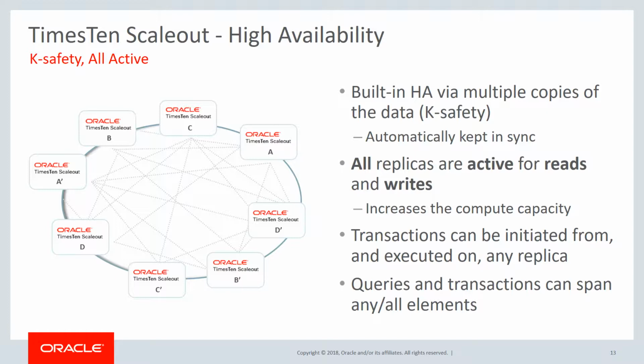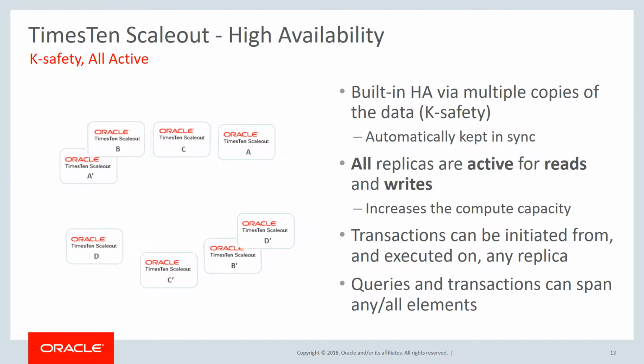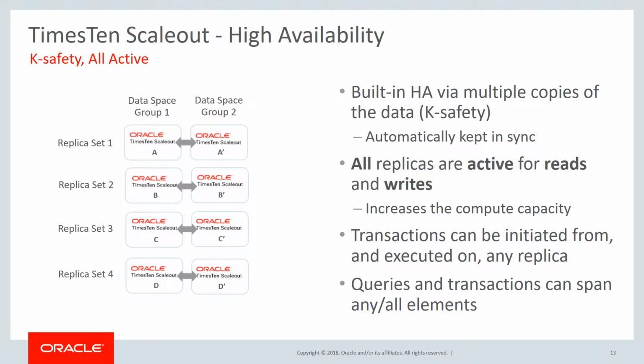So you can see that A and A prime, which are replicas of each other, form what we call a replica set. No surprise there, right? Similarly, we have B and B prime, that's replica set 2, and so on. We also have this notion of a data space group. So A, B, C, and D form one complete copy of the entire database. And that's a data space group. And then A prime, B prime, C prime, and D prime are a second copy. And if we had K greater than 2, we'd have a third copy, and so on and so forth. Okay? So replica set and data space group are kind of orthogonal to each other.